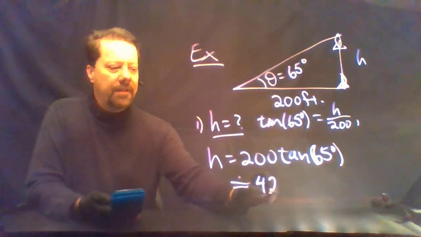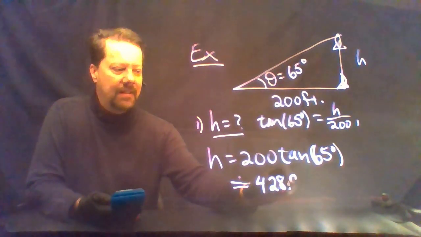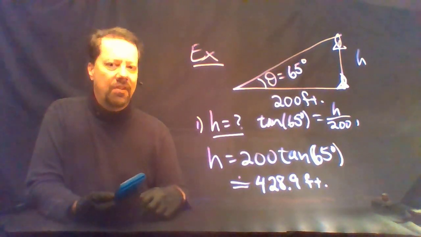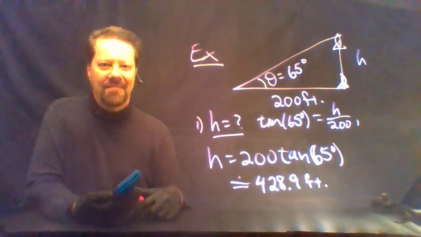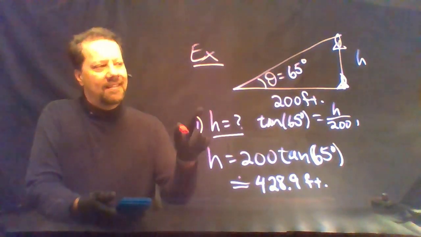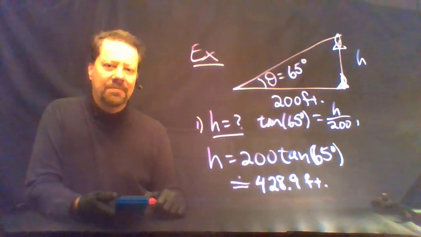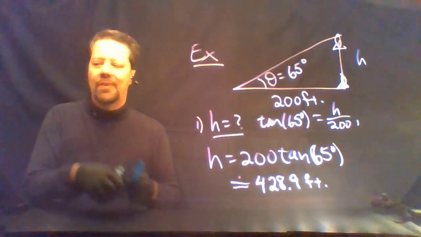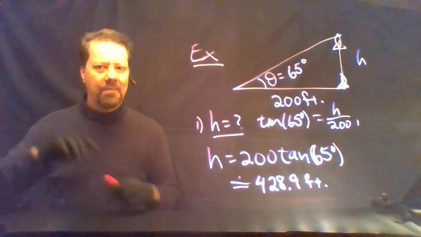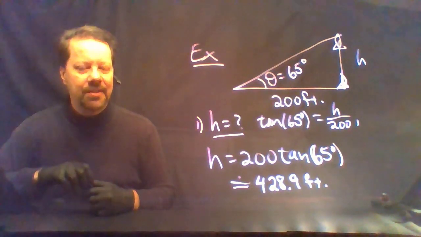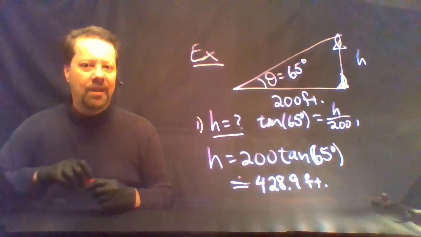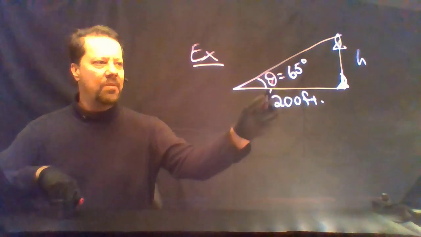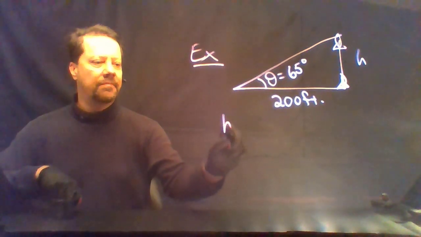I'm getting 428.9, and this answer is in units of feet. That's all very nice. You could solve this problem in high school. It's a simple trigonometry problem. How high did the rocket go? But a more important question is, what's the maximum relative error? To calculate the relative error, we need to make theta a variable.